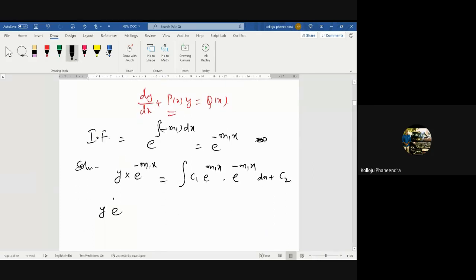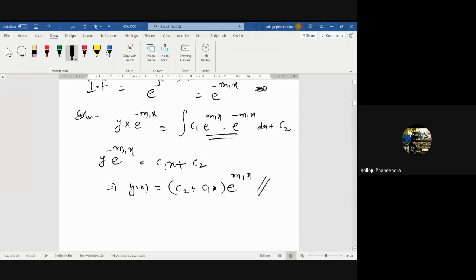So y into e power minus m1 x, this is c1 outside and this is 1, so I will get c2. Then what is y of x solution? c2 plus c1x into e power m1x I will get. Exactly, see, repeated 2 times I have written. What is that? If m1 is repeated twice, m1 repeated 2 times, solution is what I have written.